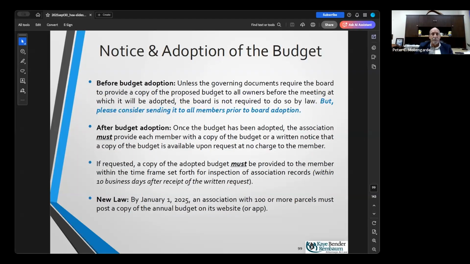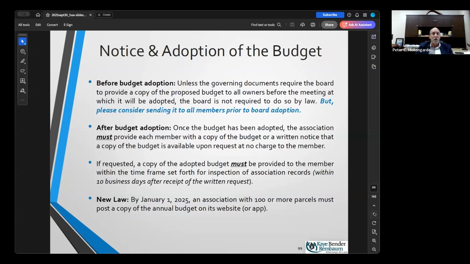Before the budget adoption, unless the governing documents require the board to provide a copy of the proposed budget to all the owners before the meeting, you're not required to do so. But I think, as a practical matter and as a good business operation, you should provide it to the owners before the board budget meeting. If your documents required you to, obviously you have to. But since the act is silent, you're not required to, unless your documents do.